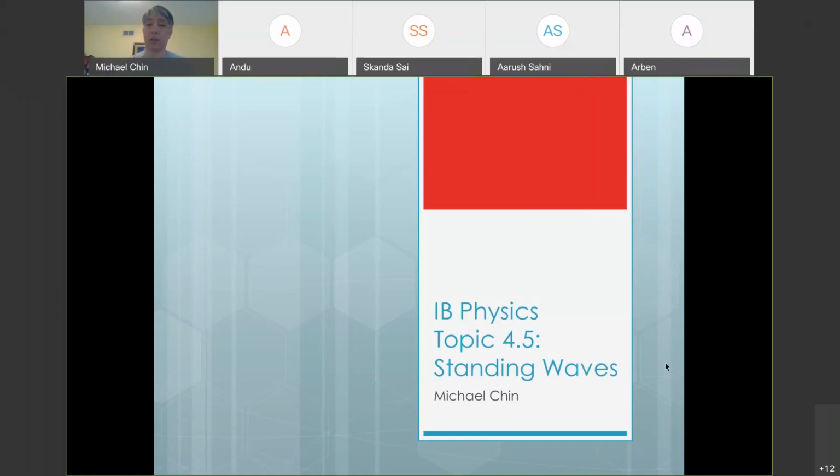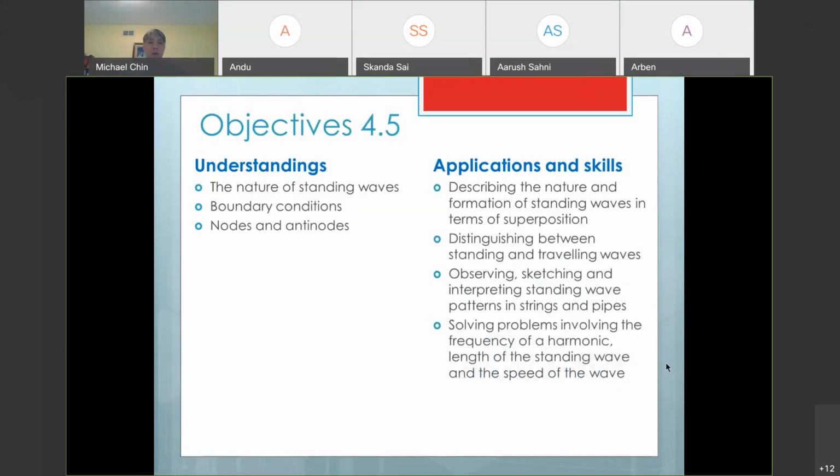Okay, so starting. In terms of objectives, topic 4.5 is all about standing waves. This was waves on a string, open closed tubes, open air tubes that we covered last year. So there's nothing really new in this unit, except we might go in a little bit more depth. Under understandings, the IB wants you to understand the boundary conditions and the definitions of nodes and antinodes, which we've already discussed last year.